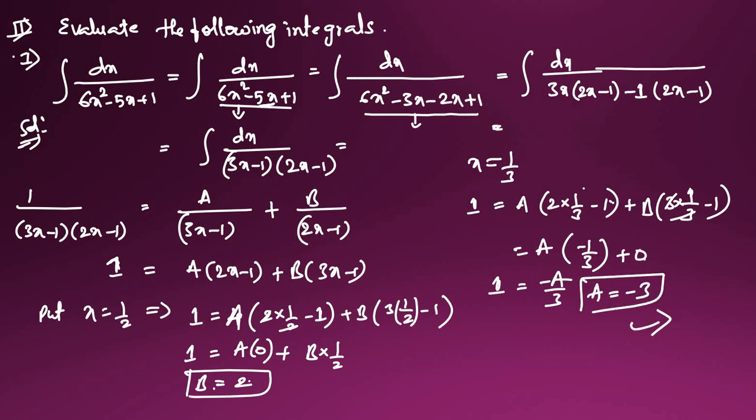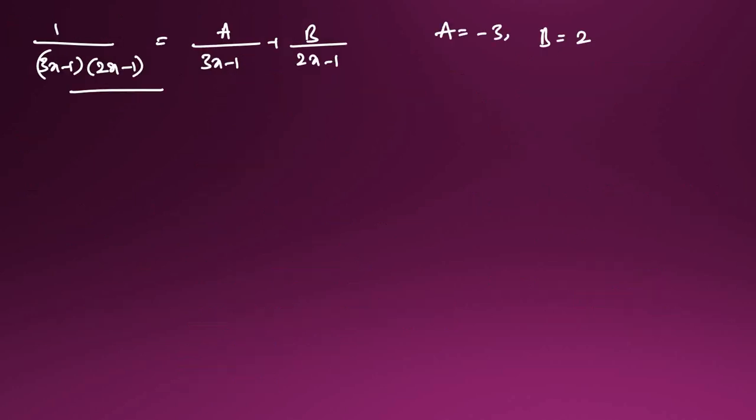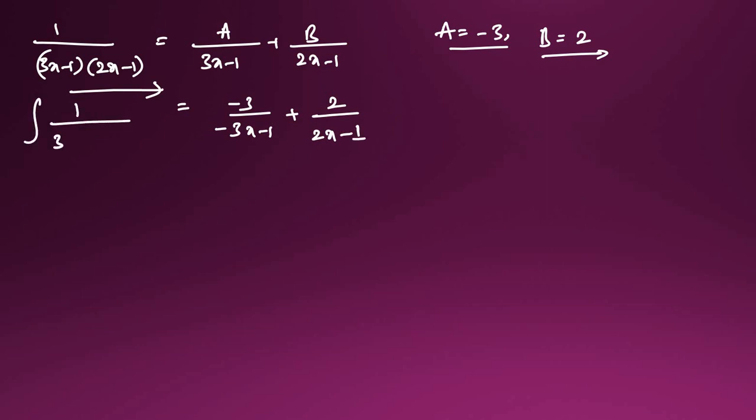So we got these two values, and we have to substitute them and do the calculation. Substituting the values, we get minus 3 by (3x minus 1) plus 2 by (2x minus 1). So integral 1 by (3x minus 1)(2x minus 1) dx is equal to the integral of this. After this, I will do one thing.